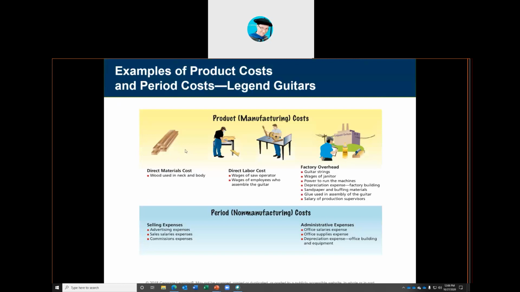So here's a nice visual representation of this. Product costs are manufacturing costs, and include direct materials, direct labor, factory overhead. Non-manufacturing costs are known as period costs, and these would be selling and administrative expenses. These are not a part of the manufacturing process, but they are related to getting the finished good to the customer.